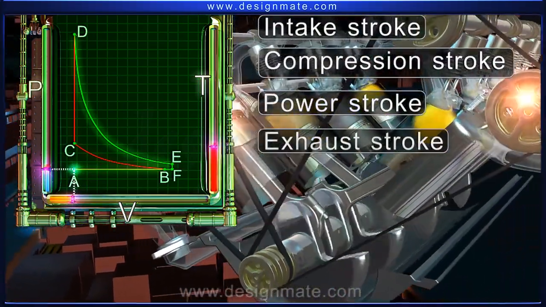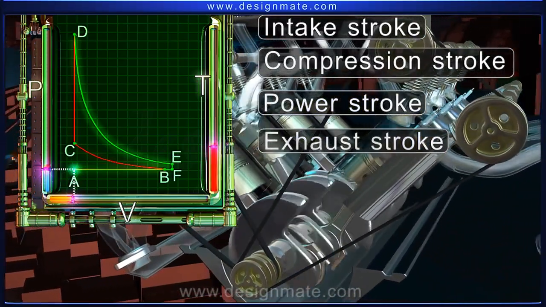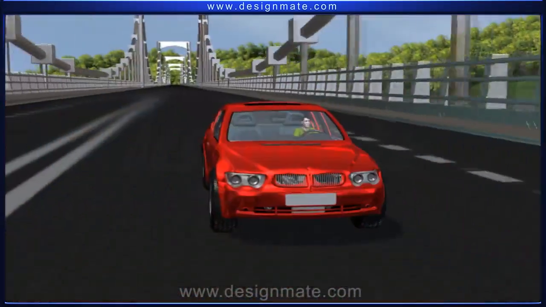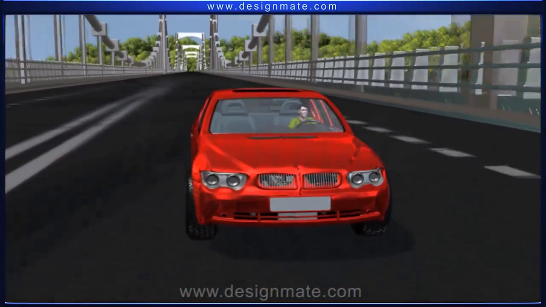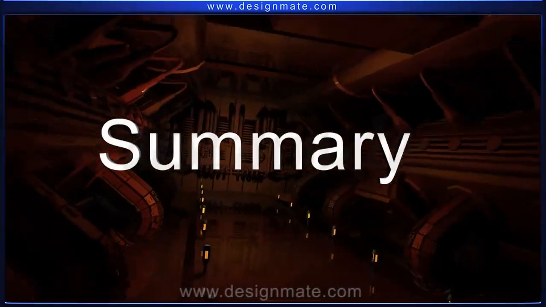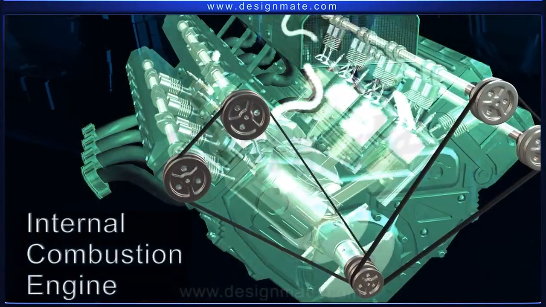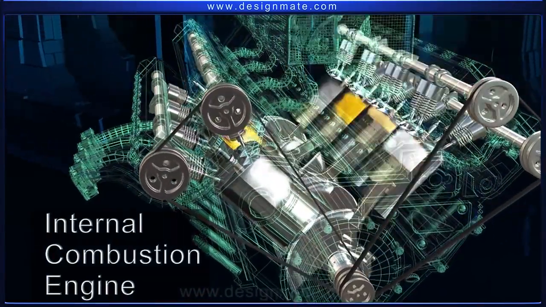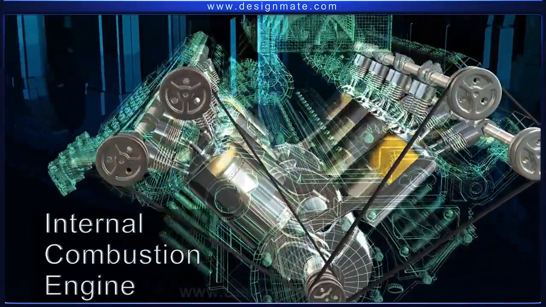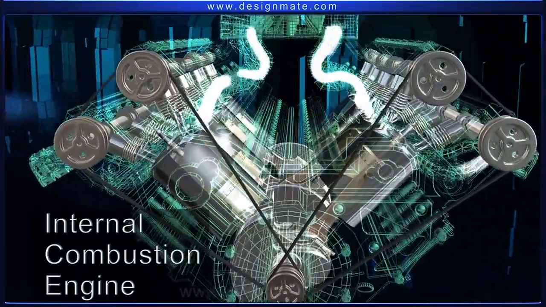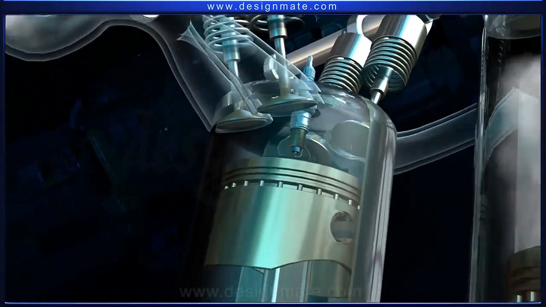These 4 strokes of the engine cycle keep repeating, and the engine continues to work, enabling the vehicle to continue its motion. Summary: the internal combustion engine invented by Nicholas Otto converts the energy of a fuel-air mixture into mechanical energy by burning it within a combustion chamber.